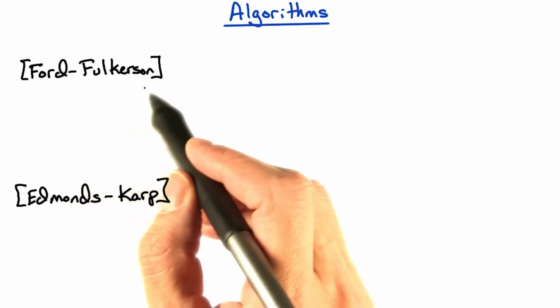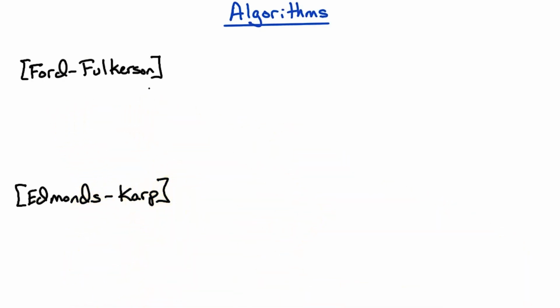Now we've seen the Ford-Fulkerson algorithm for solving the max flow problem, and in this lecture we'll look at the Edmonds-Karp algorithm for solving the max flow problem. Before we dive into the Edmonds-Karp algorithm, let's do a quick contrast of the two algorithms.